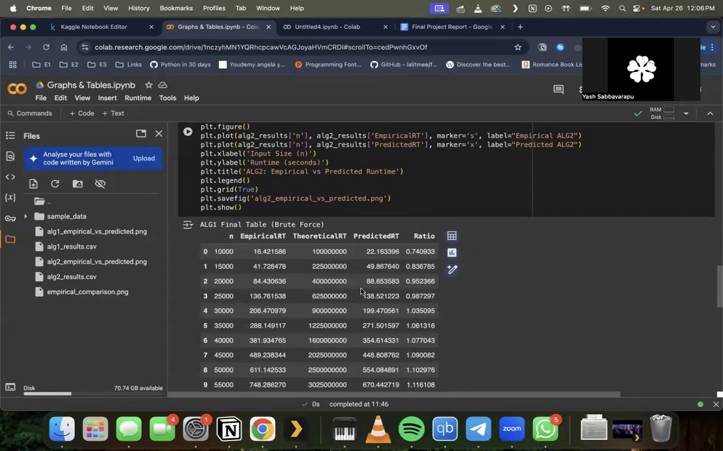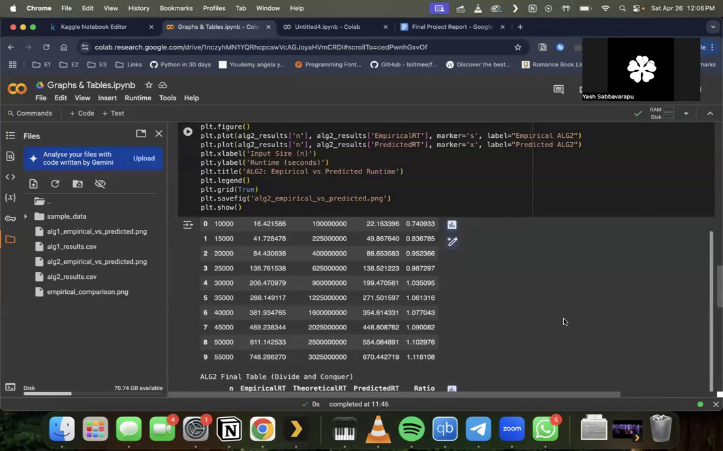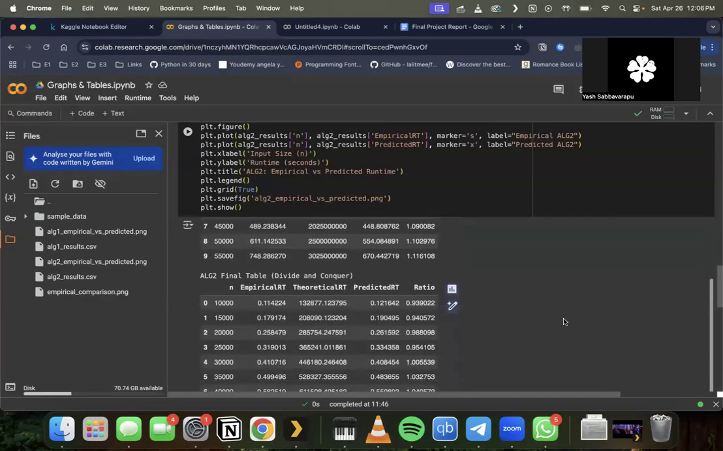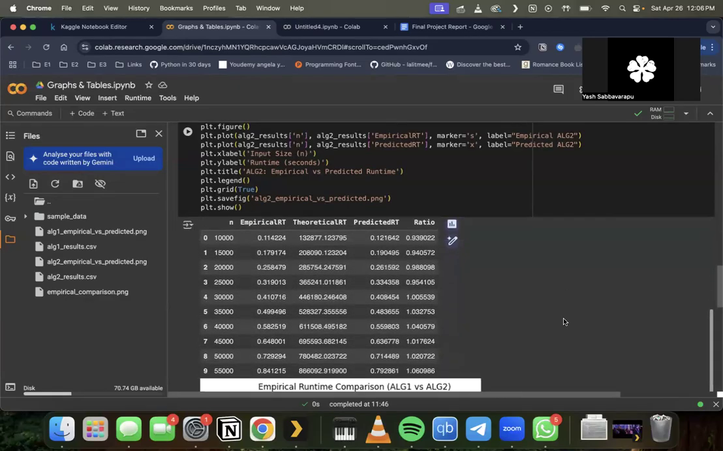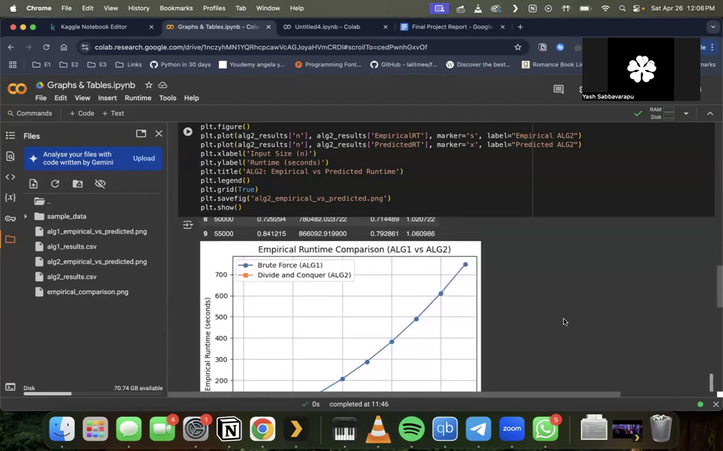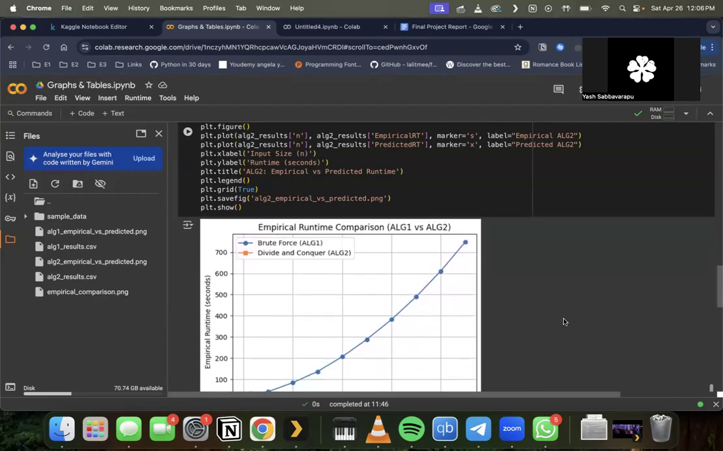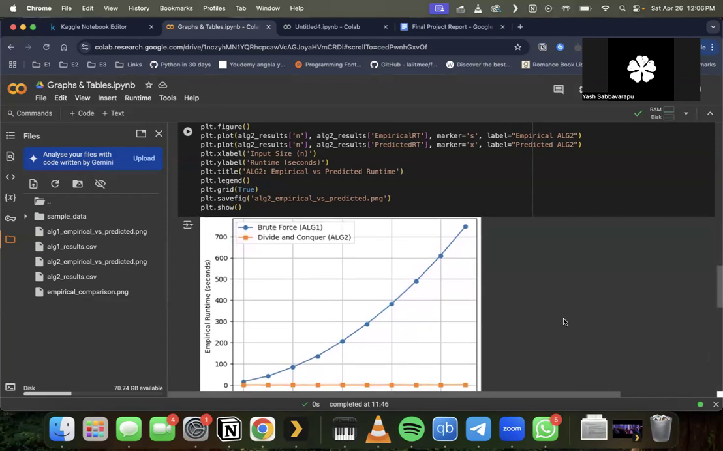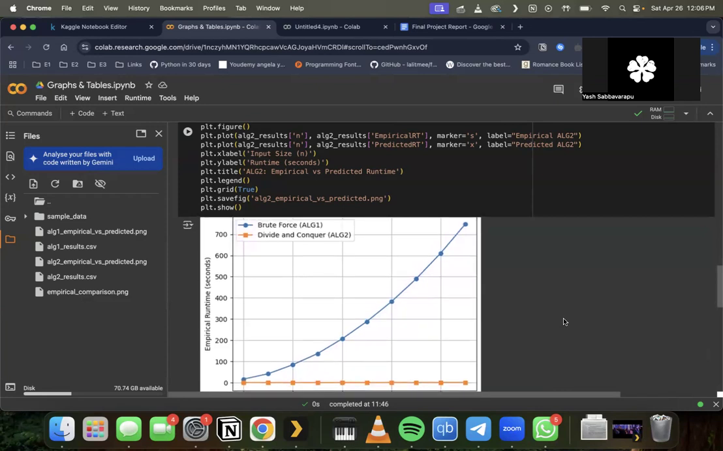Here you can see the tables generated from the data. Each table shows the input size, the empirical runtime, the theoretical runtime, the predicted runtime based on fitted constants, and the ratio between empirical and predicted times. And you can also see the graphs created for the experimental results.